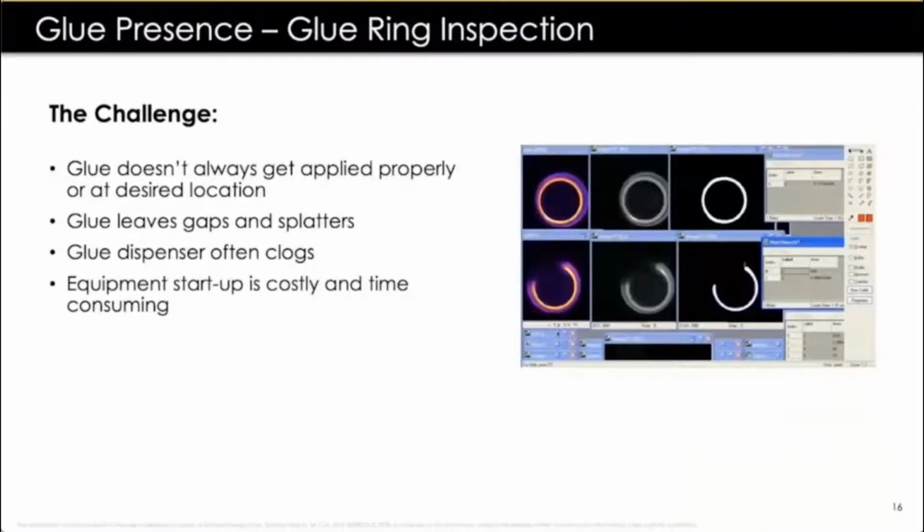Another one is glue ring inspection. This is in concert with lead foil seal inspections, and there are many layers to these types of applications. But the challenge here was that glue doesn't always get applied properly or at the desired location. There are gaps, but we also get a splatter of glue outside of this particular area, which is not good. Our dispenser, we do know, clogs often because we don't have a repeatable process of dispensing.